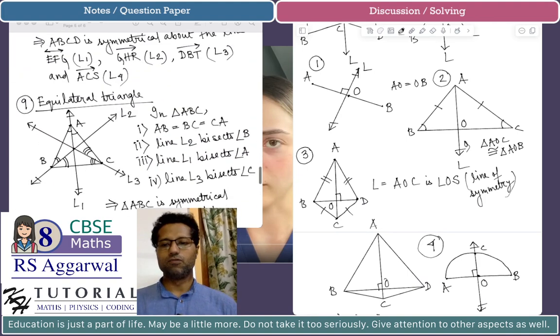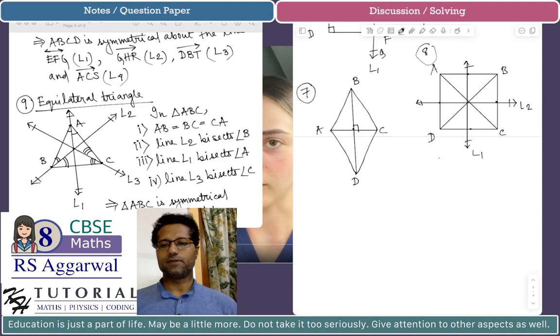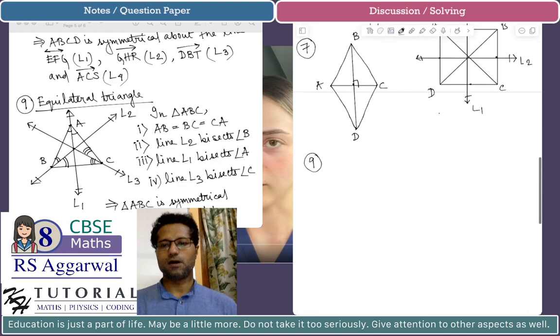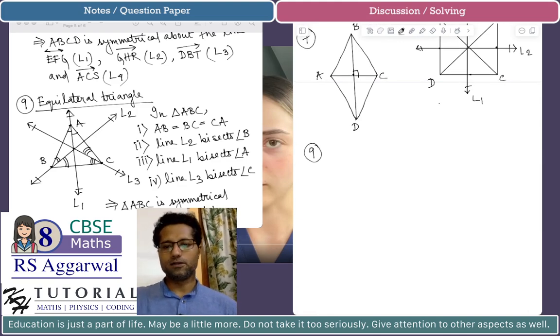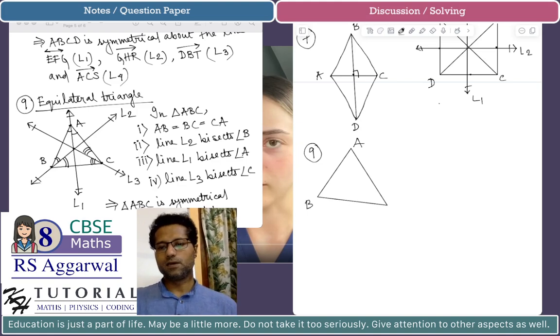What do we have? Okay, an equilateral triangle. You know that in an equilateral triangle, all the sides are equal and also all the angles are equal. I don't know whether I will be able to draw an equilateral triangle properly, but let me see. So let's say more or less this is an equilateral triangle. How many lines of symmetry does it have? An equilateral triangle has 3 lines of symmetry. What are those 3 lines? They are the bisectors of all the angles.